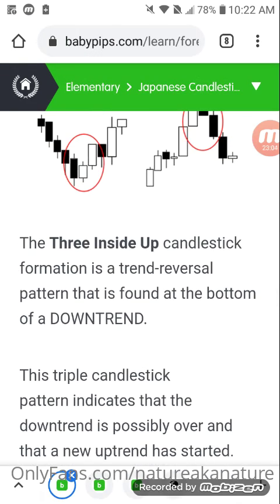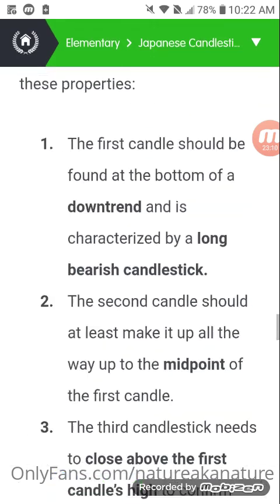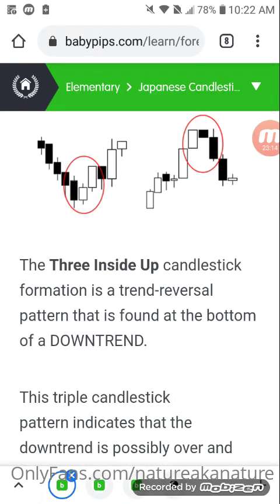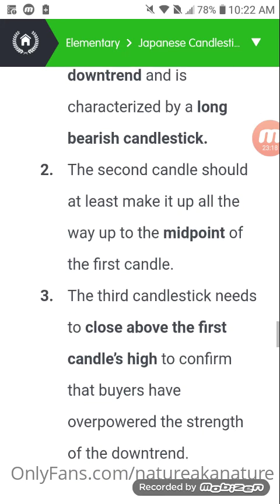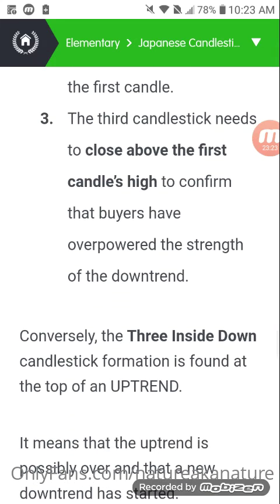As you can see, it made up the midpoint of the first candlestick, and then the third candlestick needs to close above the first candlestick and the second candlestick. It needs to close above it, which you see it does. The third candlestick closes above the first candlestick to confirm that the buyers have overpowered the strength of the downtrend.